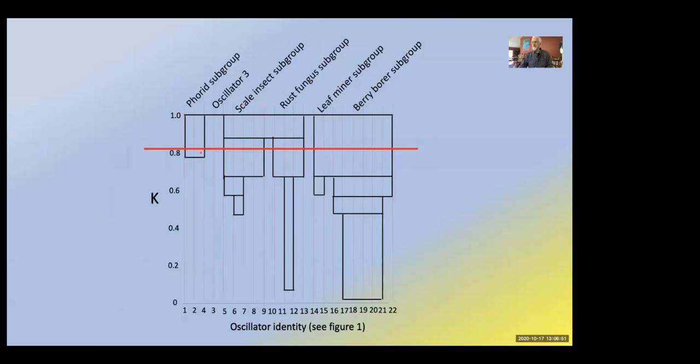I lose my laser all the time on my screen here. But you can all see the four synchrony groups, can't you? I know you can see my laser, but I can't.